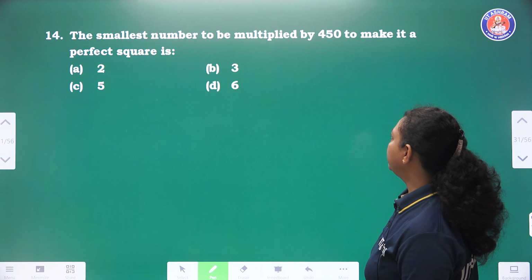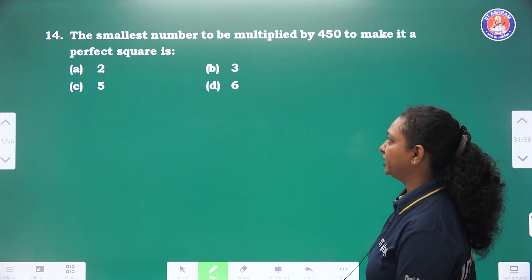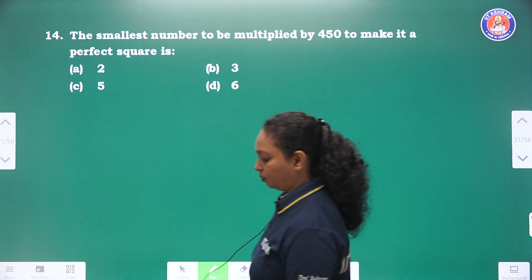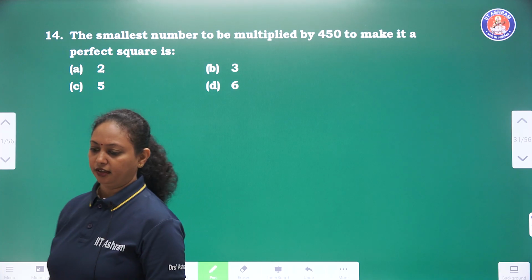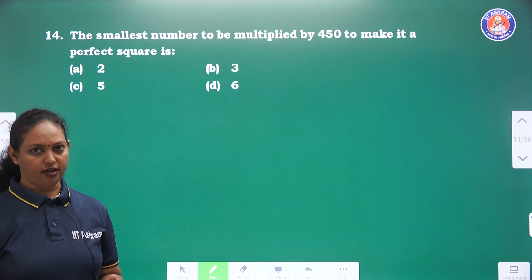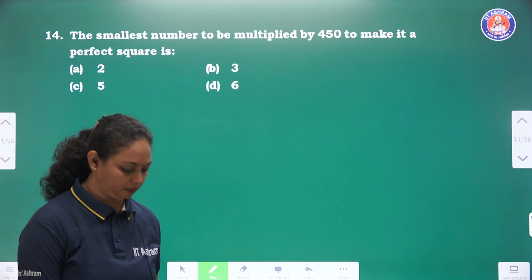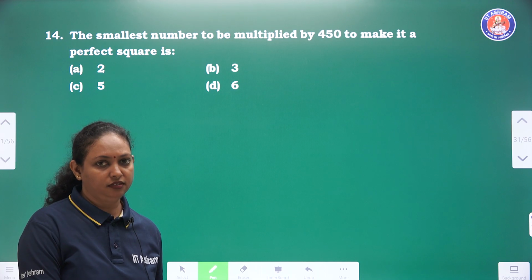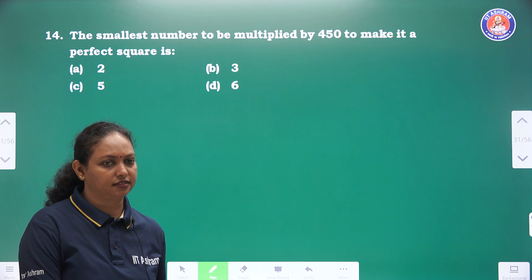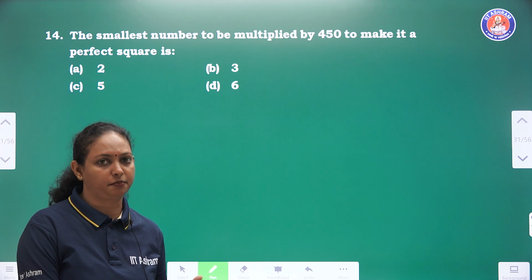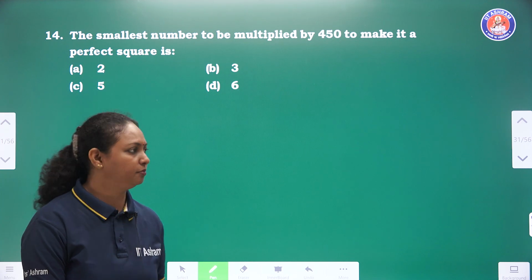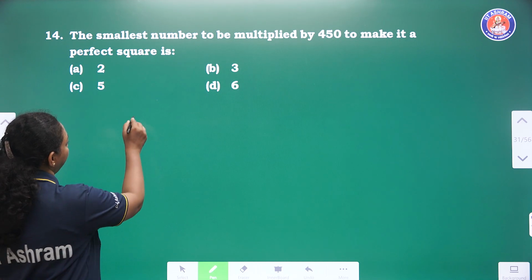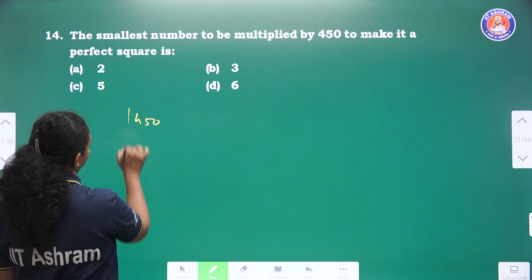The smallest number to be multiplied by 450 to make it a perfect square. Okay, so what is a perfect square? When a number is multiplied by itself 2 times, it will give you the square number. Now, in a square number, when we factorize it, each and every factor should be repeated an even number of times. It should be in a pair. So what we have to do? We have to factorize 450.